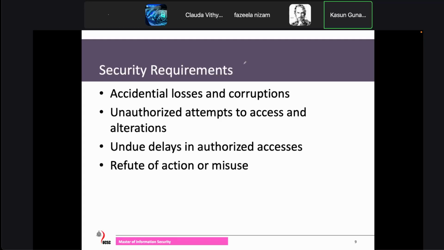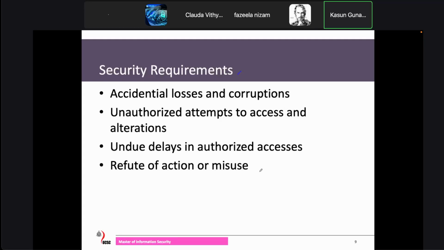So security requirement, why are we really bothered about the requirement of security? There can be accidental losses and accidental corruptions of data. At the same time, unauthorized parties may attempt to access the data and perhaps alter it. That is the major concern, and also undue delays in authorized access in a scenario such as denial of service attacks.